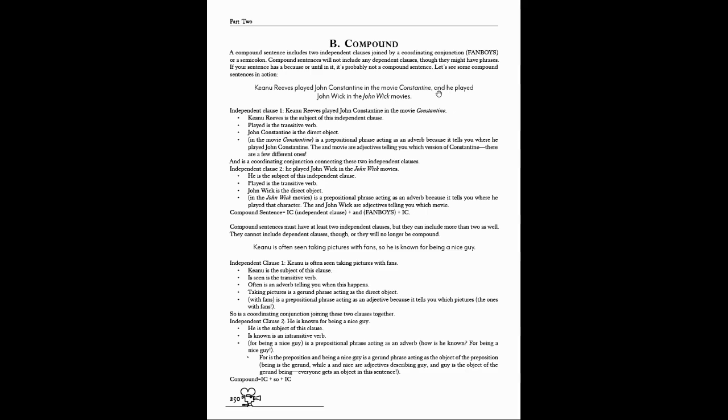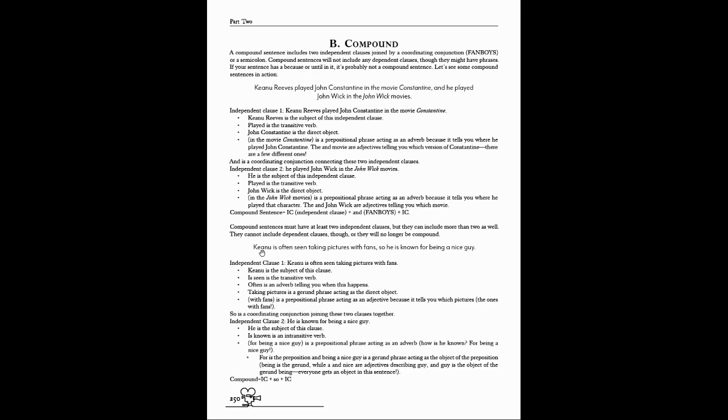Then I have an and, that's my fanboy. And now on the other side, I have he played John Wick in the John Wick movies. So he is my subject, played, transitive verb, John Wick is who he played, direct object. And then in the John Wick movies is my prepositional phrase acting as an adverb because it's telling me where he played John Wick. So I've got two sentences, two independent clauses, and then and is joining them together. So compound sentence.